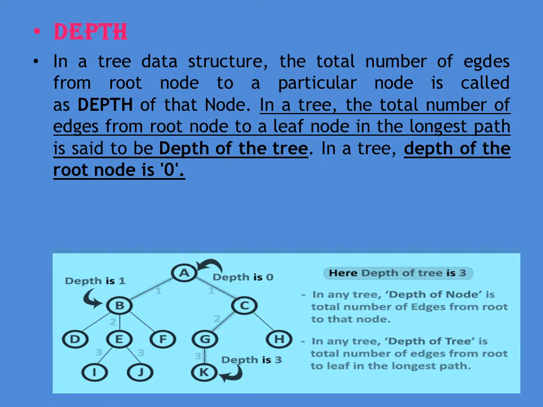Depth. In a tree data structure, the total number of edges from the root node to a particular node is called the depth of that node. In a tree, the total number of edges from the root node to a leaf node in the longest path is called the depth of the tree. In a tree, the depth of the root node is always 0. Here, as A is the root node, its depth is 0, whereas the depth of I, J and K is 3.